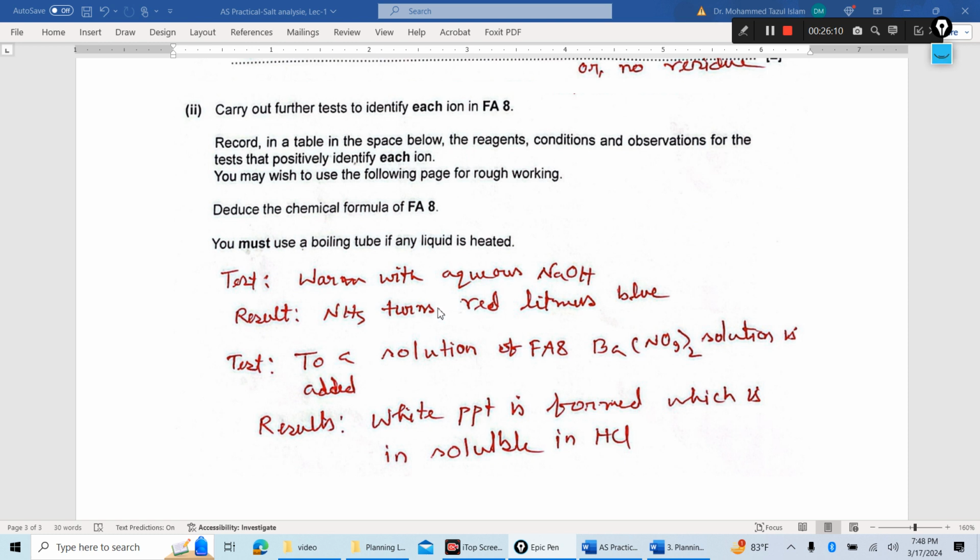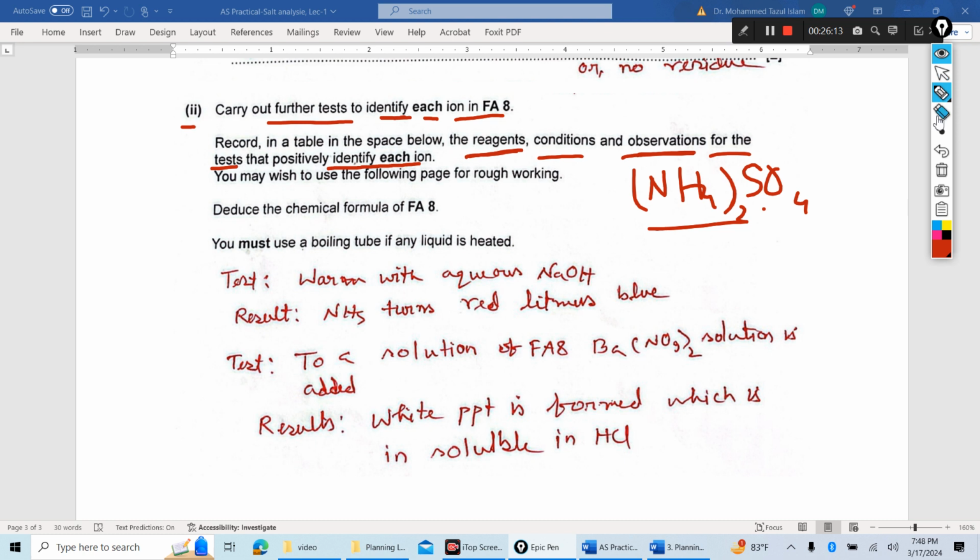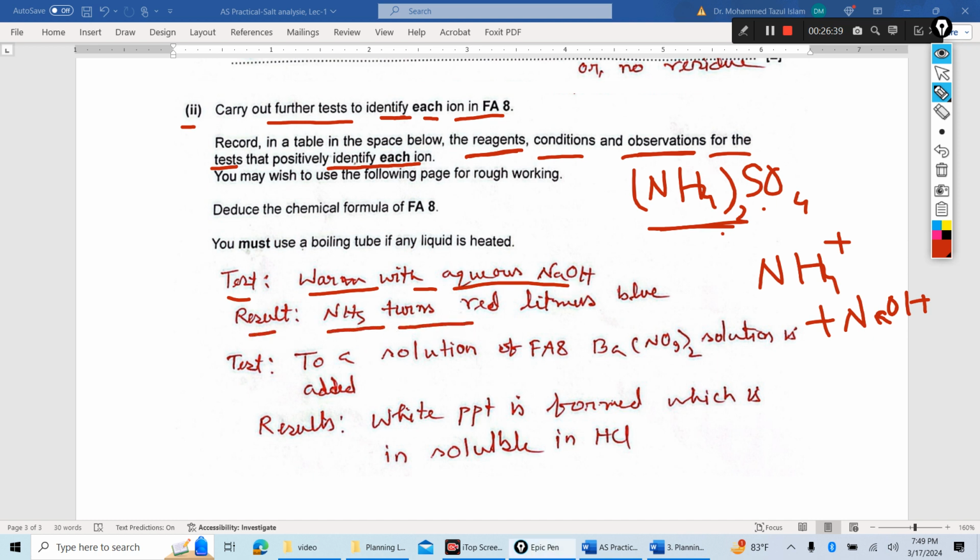So first, the ammonium ion. For the further test for the ammonium ion, the reagent is sodium hydroxide. So the test is to warm with aqueous sodium hydroxide. Result: ammonia gas is produced which turns damp red litmus paper blue. So this is the further test for the ammonium ion. You detect the ammonium ion. Then one anion.